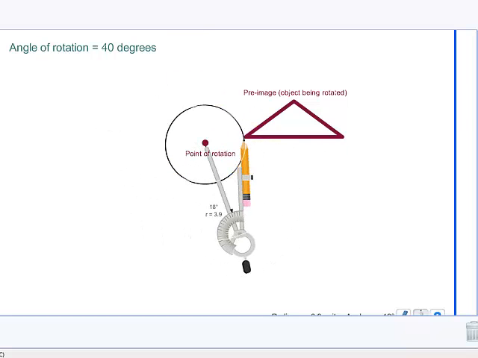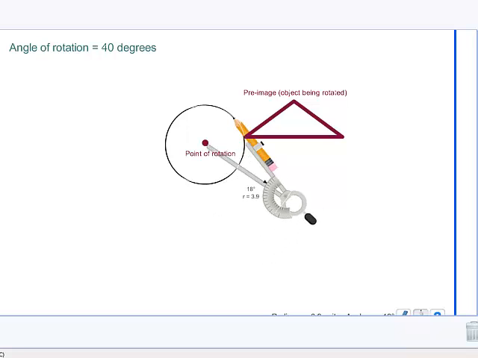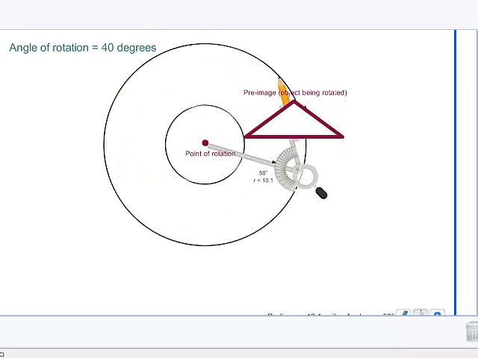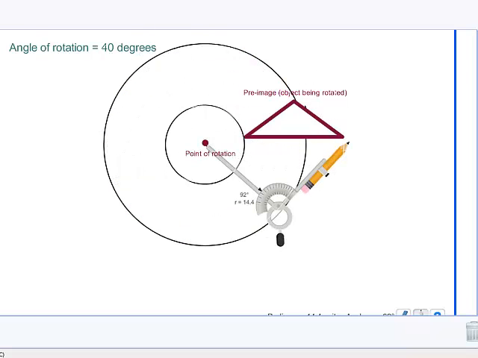Now I'm going to draw in the full circles. I know it's only a 40-degree rotation, so we probably only need maybe that much of the circle to be drawn. I'm just going to draw the whole thing to keep it simple. And draw another circle through that vertex, and a third circle through the third vertex.